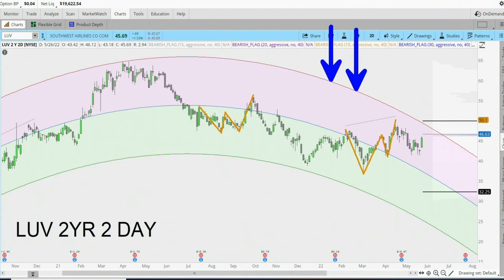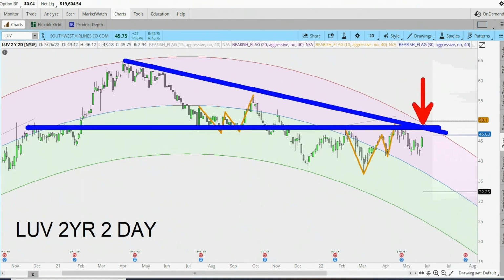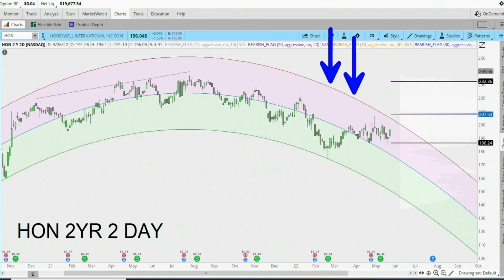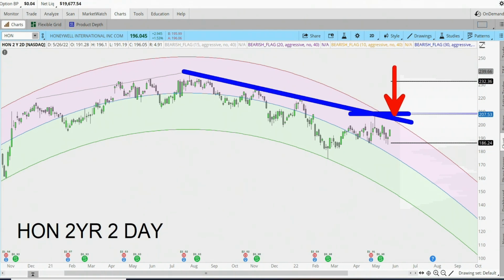LUV pointing down, 2-year, 2-day. We can see here, point of control, price went down 22%. Outside value area resistance, price moved lower by 15%. So what do you think is going to happen right now? That's right, it's going to have a big sell-off. HON, we can see that the trend indicator is pointing lower, downtrend, down trades. We can already see that there was resistance at the profile indicator, pushing price lower by 10%. If price came back up into that resistance level, we definitely want to short here.